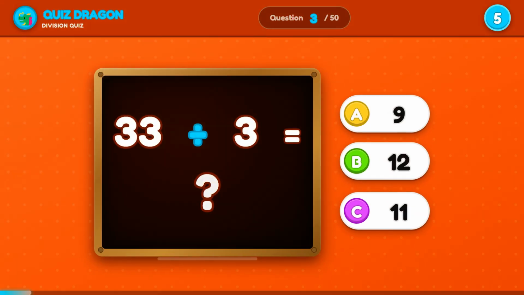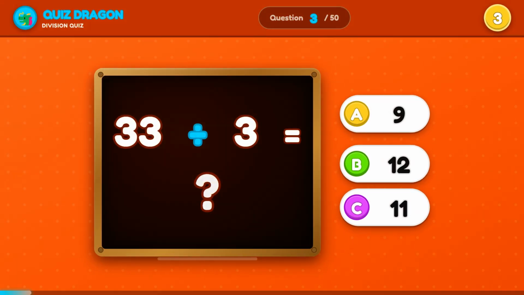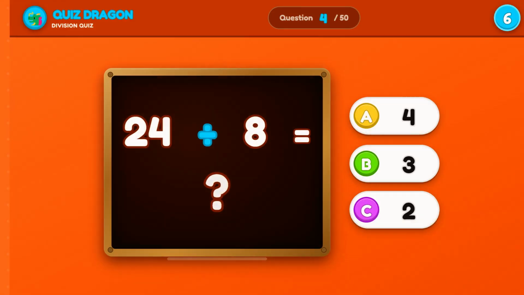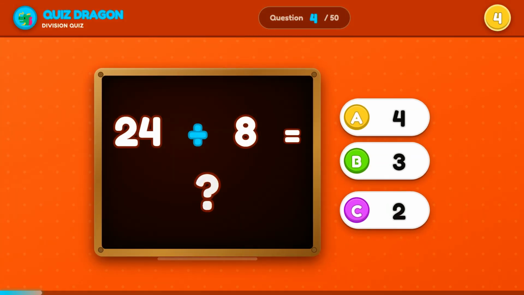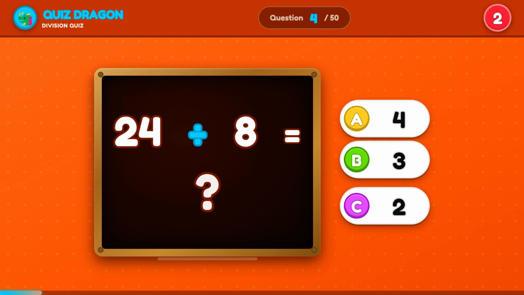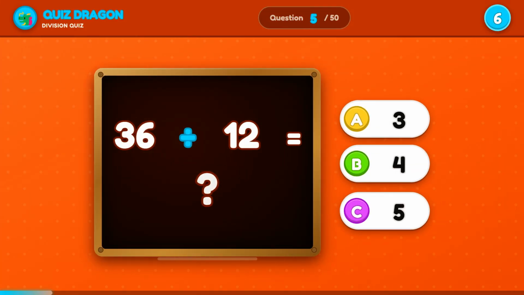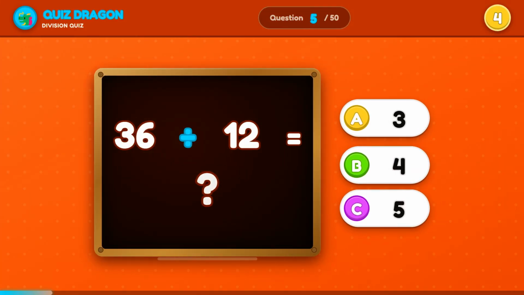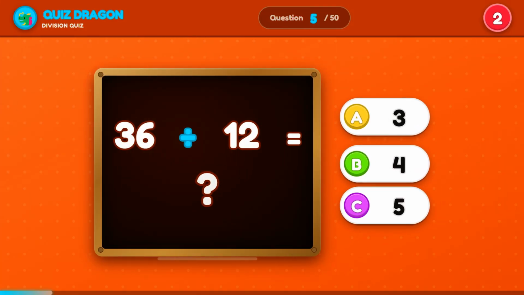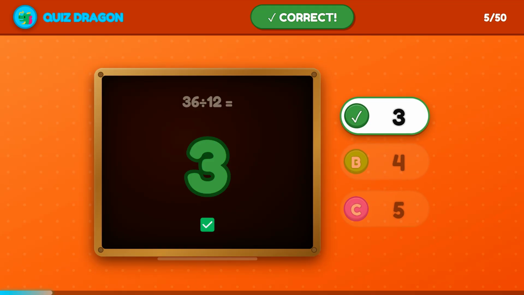Question 3. What is 33 divided by 3? The correct answer is C, 11. Question 4. What is 24 divided by 8? The correct answer is B, 3. Question 5. What is 36 divided by 12? The correct answer is A, 3.